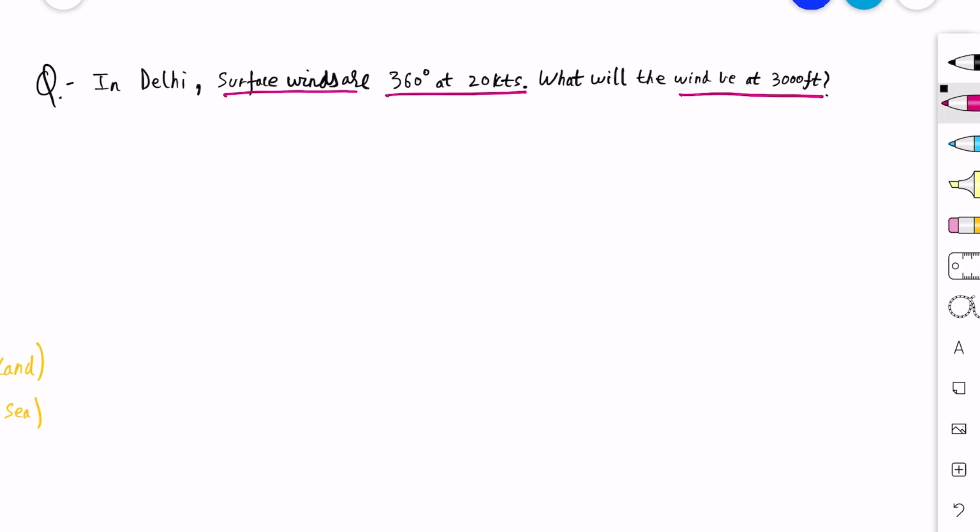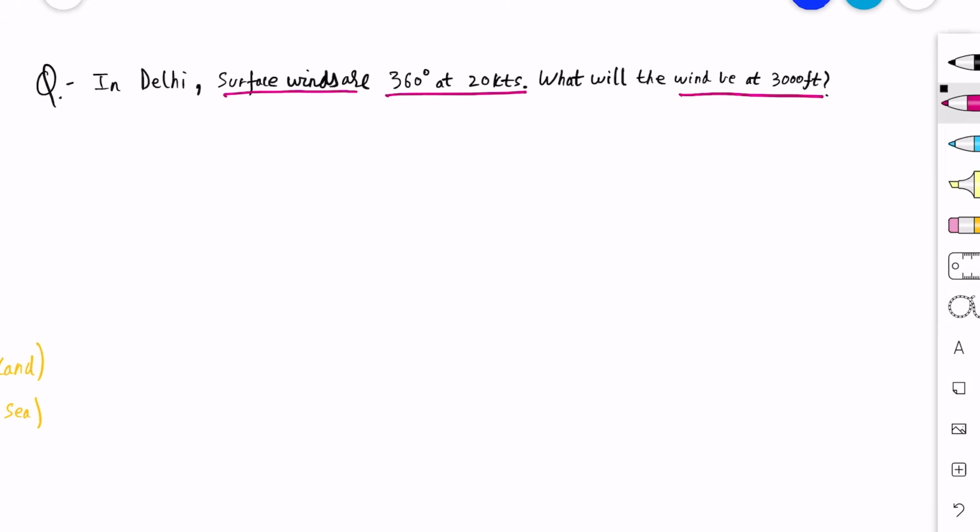Because the surface winds come in the friction layer, and we saw that in the friction layer the wind speed decreases and the wind backs. So he's just asking the opposite of it. He's given us the surface wind and is asking about what will be the scenario of winds above the friction layer, which we can say at 3000 feet.